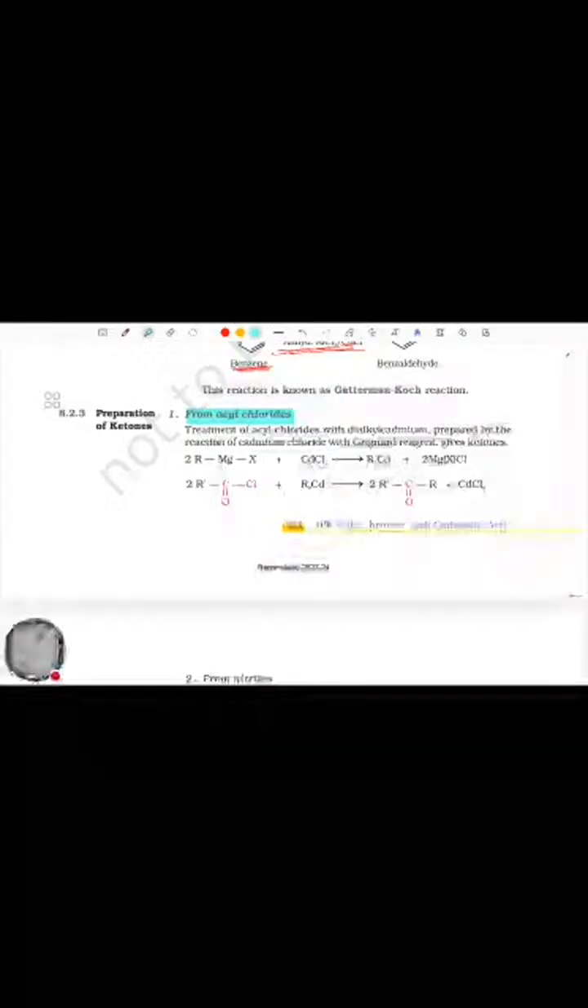It is prepared by the reaction of cadmium chloride with Grignard reagent.